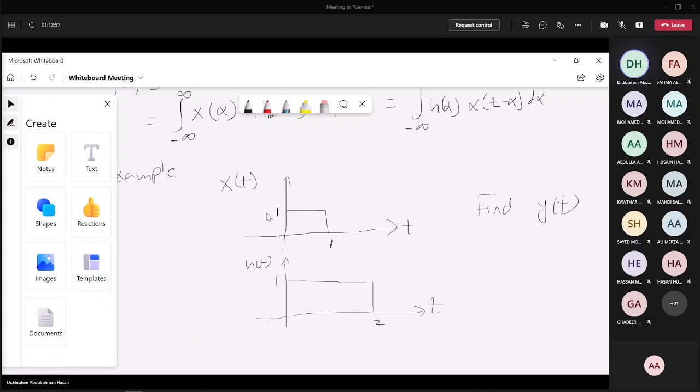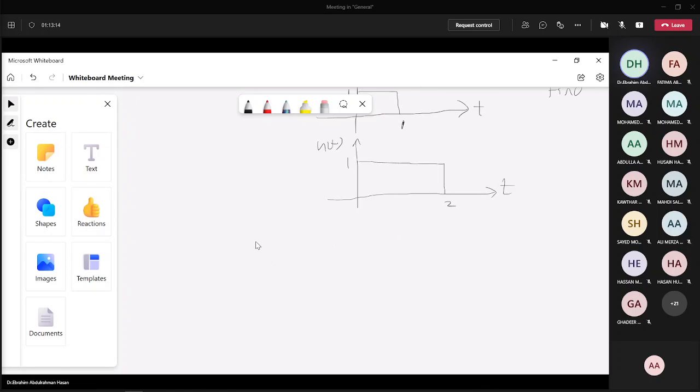Same as we did in the previous example: fix one of these and move the other one. Either one, both are the same. Okay, I'm going to fix this one. So applying the formula, give me a chance to finish the example so that during the break you can know what is happening. So I'm going to apply y of t equal to the integration from minus infinity to plus infinity of x of, I changed the variable to alpha, h of t minus alpha, d alpha.